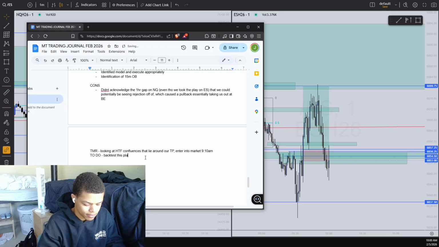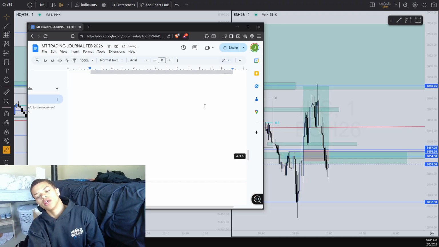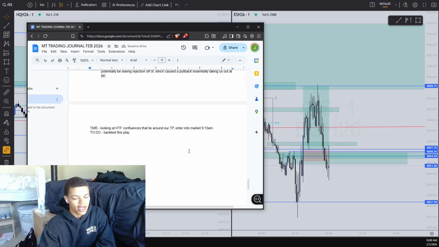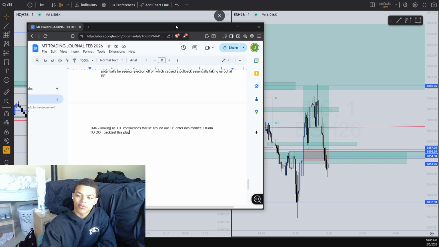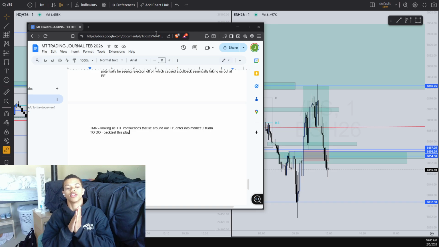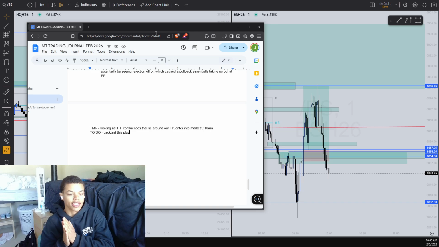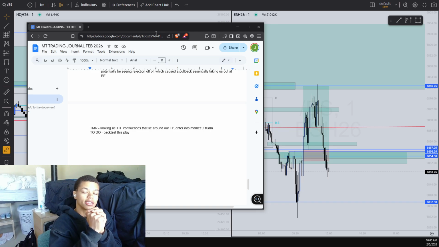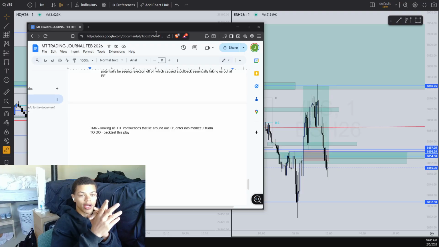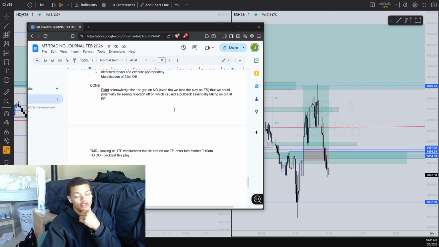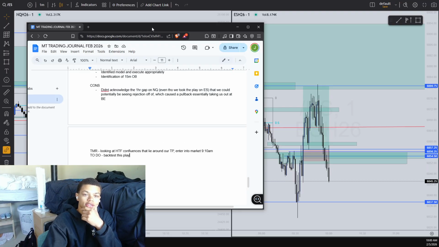All right, let's just say backtest this play. All right, that's it. So that's how you get 5 to 10 times better. That's how you get 5 to 10 times better trading after your trading day. Just taking 5 to 10 minutes, literally just to write down your pros, cons, what can you do better tomorrow, and your to-do list to get better.